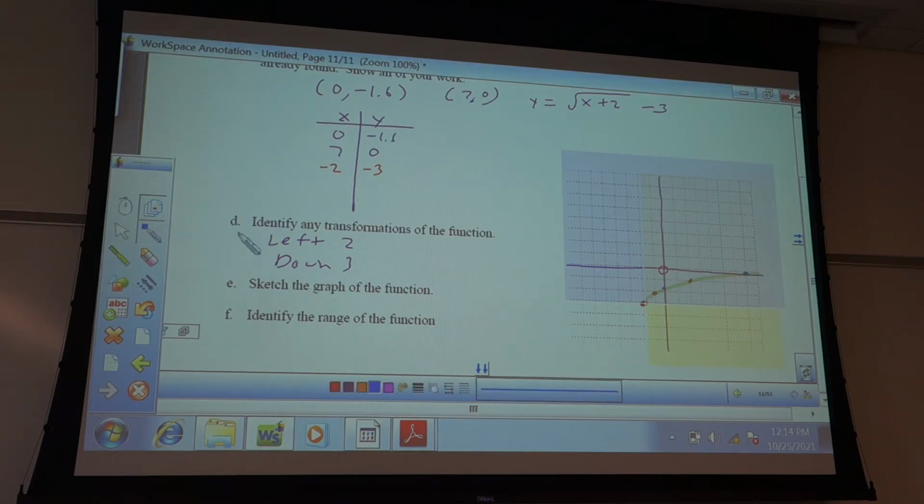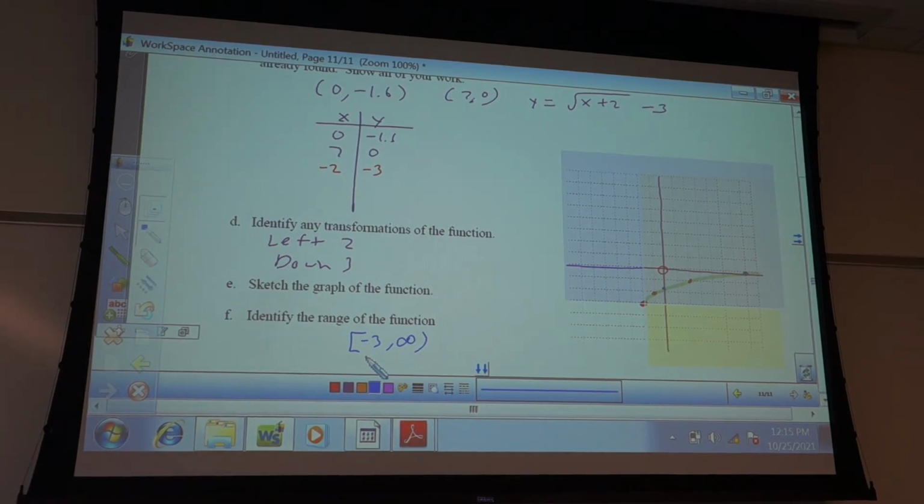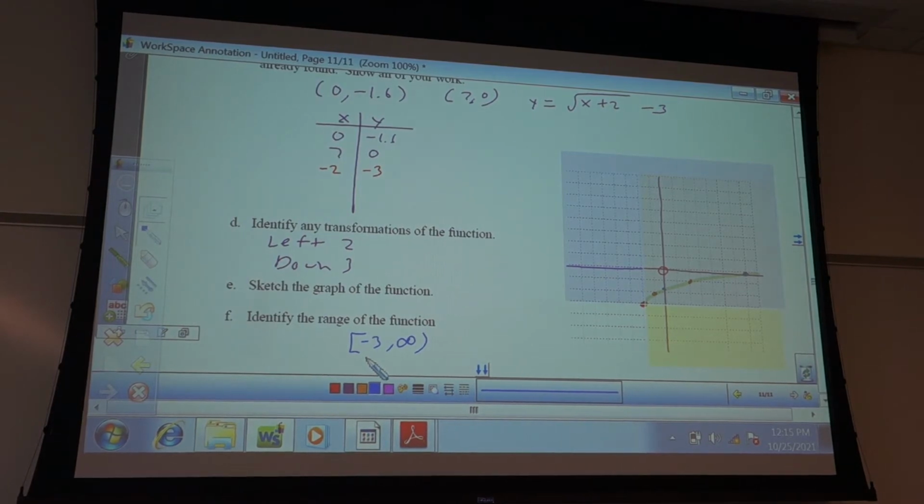So what's our range? Parentheses or brackets, is it included? What's the lowest it goes? -3. What's the highest it goes? Positive infinity. Can it equal -3? Yes, so it becomes a square bracket. I thought it was a negative. No, for the range, what's the lowest it goes? That was our domain. Our domain was -2. Our range is the height, the up and down.